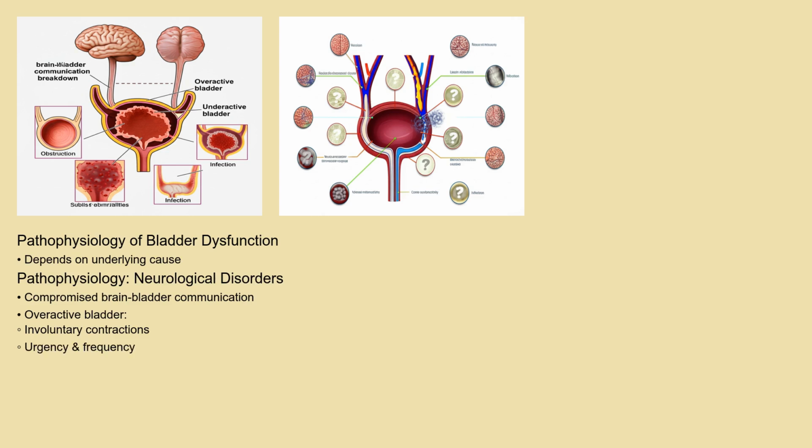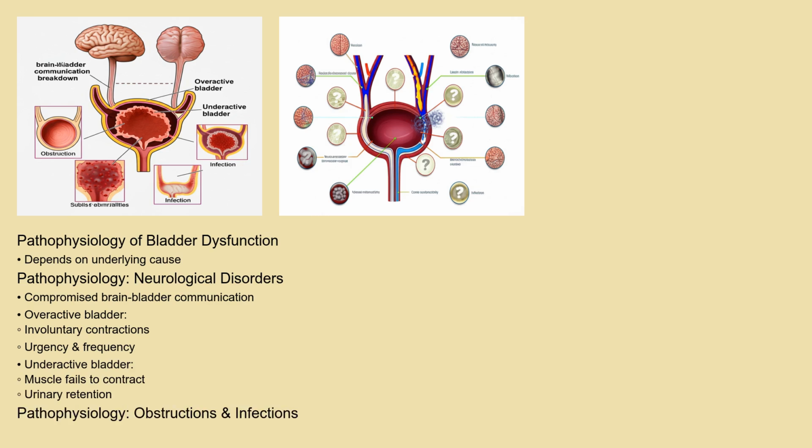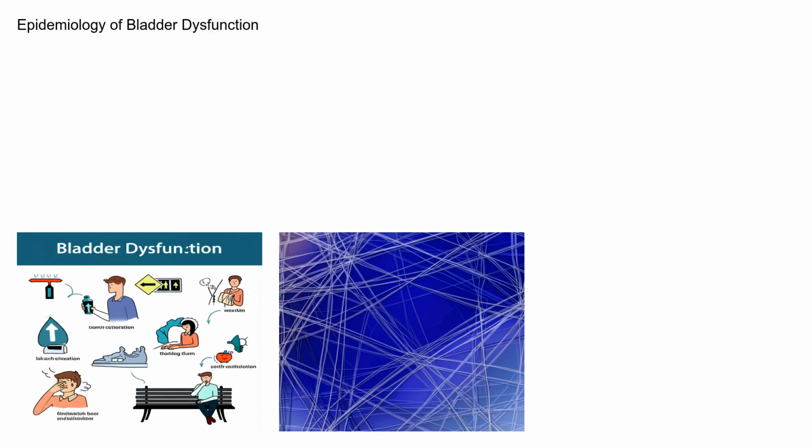Obstructions physically block the flow of urine, increasing pressure within the bladder and potentially damaging the bladder muscle over time. Infections trigger inflammation, irritating the bladder and causing frequent and urgent urination. In idiopathic cases, the exact mechanisms are less clear, but may involve subtle abnormalities in bladder muscle function or nerve sensitivity.